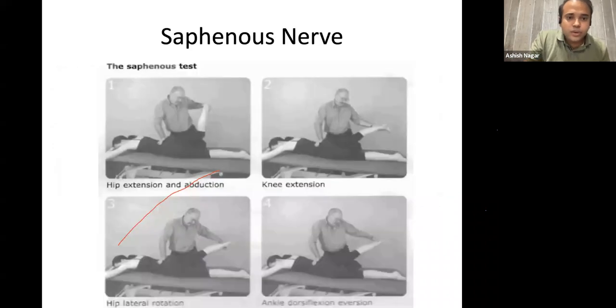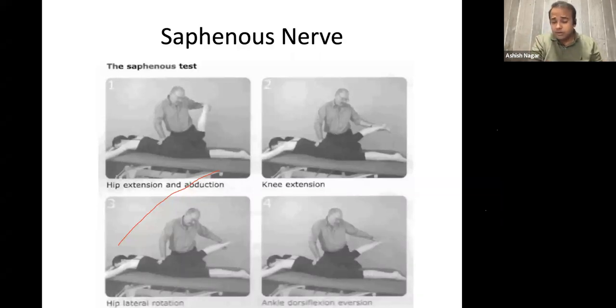I'm gonna skip this one. Let's talk about the saphenous nerve. So the 4 steps which are mentioned here: prone lying, hip is taken into extension and abduction, and then you extend the knee and you laterally rotate the knee, followed by ankle dorsiflexion and eversion.